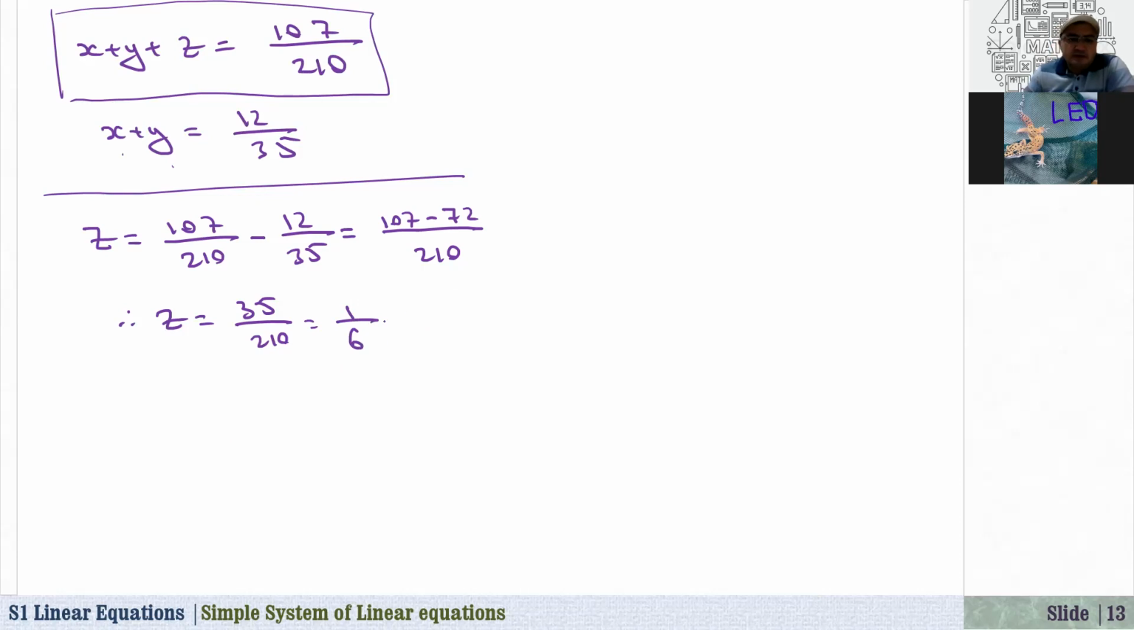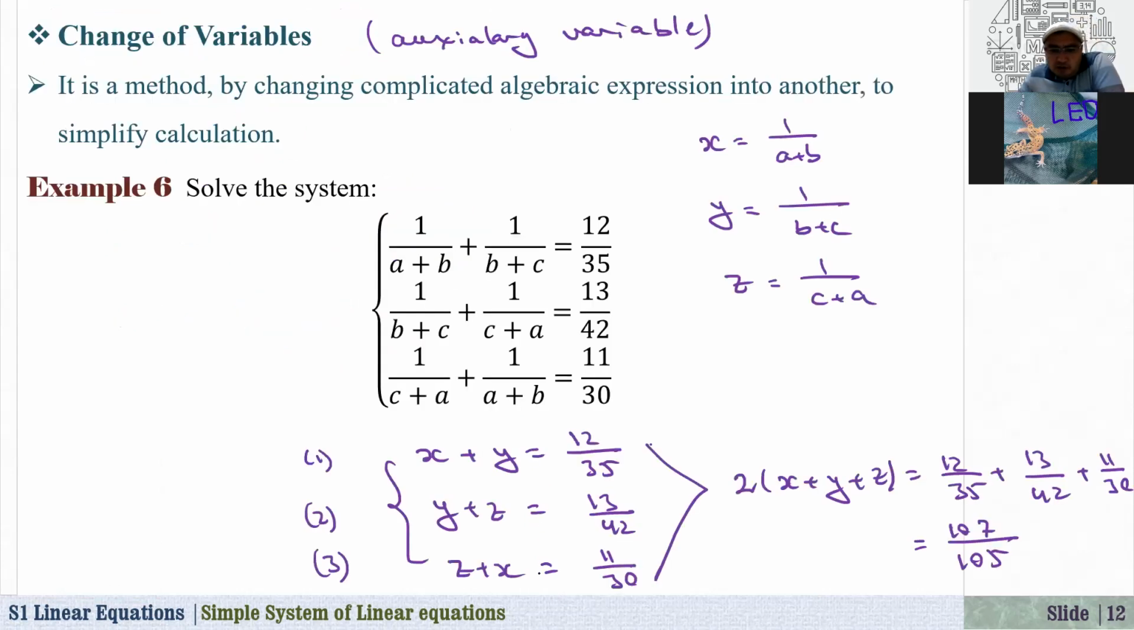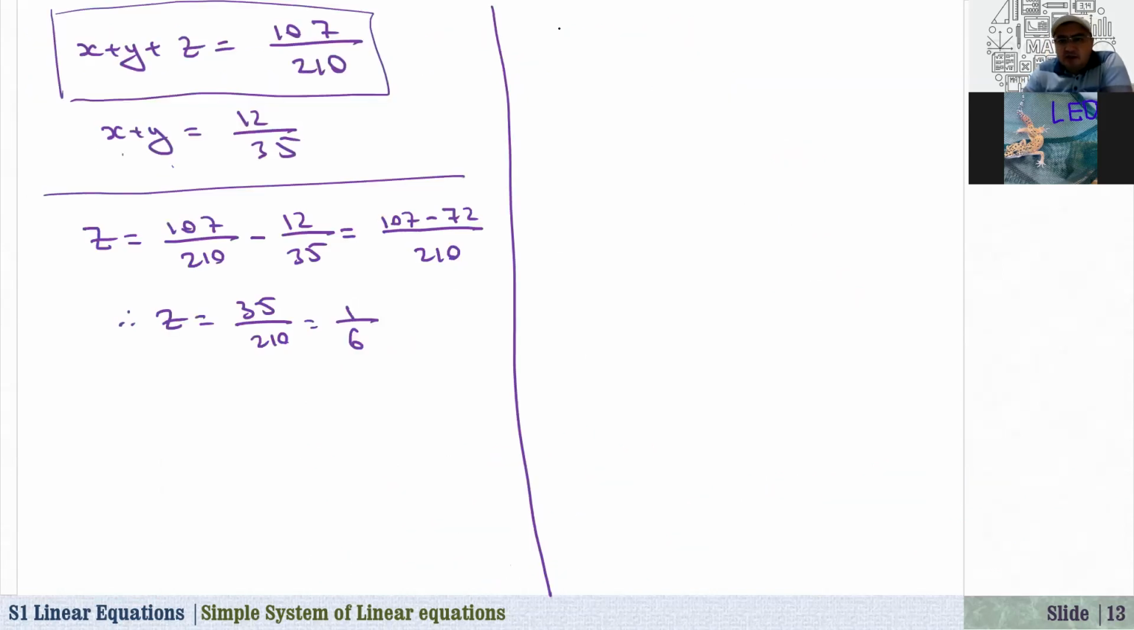Okay, so now we'll continue. How about the value of y? To find the value of y, let me just write the last equation, z plus x equals 11 over 30. So here we have 11 over 30. And our equation here is x plus y plus z equals 107 over 210.